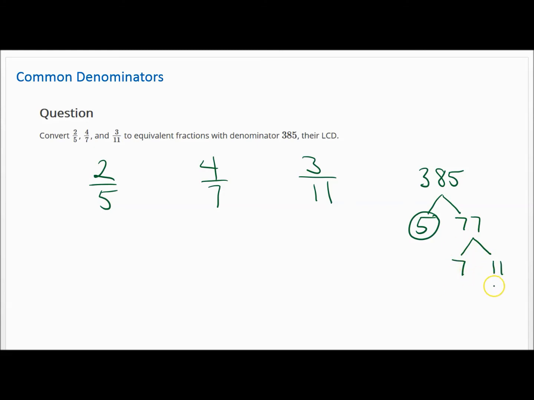Now, you keep breaking this down. 7, will it go down any further? No. So 7 is the end of that line. 11, will it go down any further? Well, no, because 11 is also a prime number.